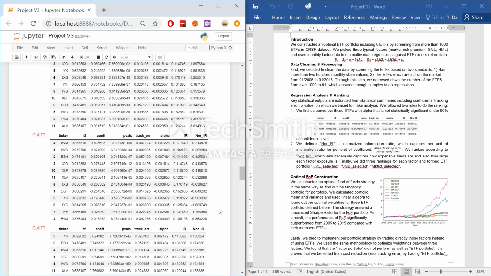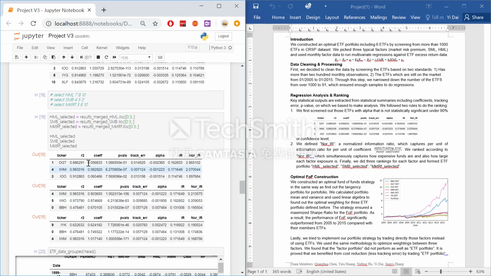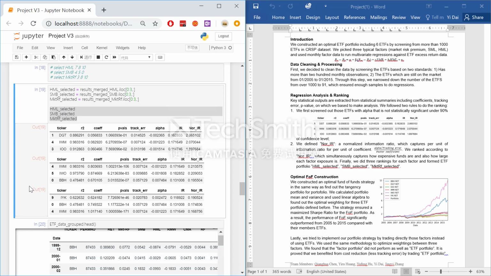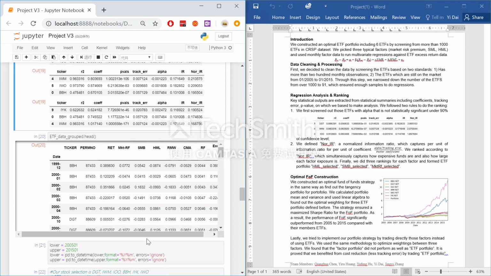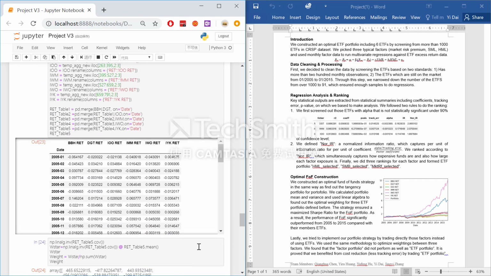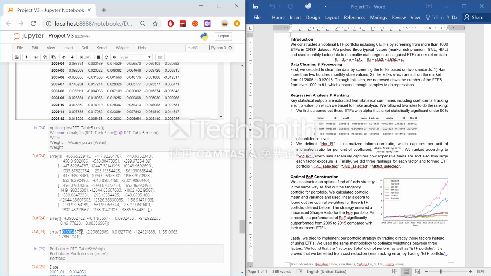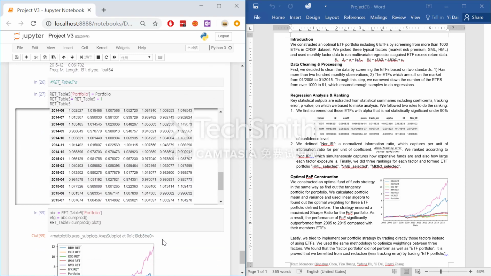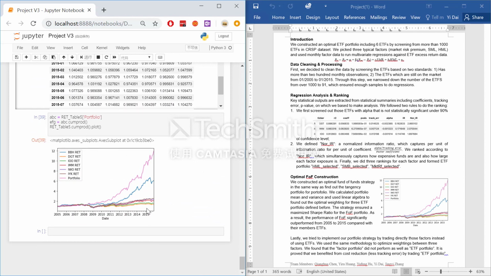For each of these three factors, as you can see here, we selected the top 3 ETFs in terms of the normalized IR to form ETF portfolios: HML selected, SMB selected, market risk premium selected. And then we calculated portfolio mean and variance and used a linear algebra method to back out the weights of these 3 portfolios for the optimal portfolio, here as you can see. This strategy maximized the FOF Sharpe ratio, and finally we got the chart which contains the performance of the optimal portfolio and individual ETFs in the portfolio.